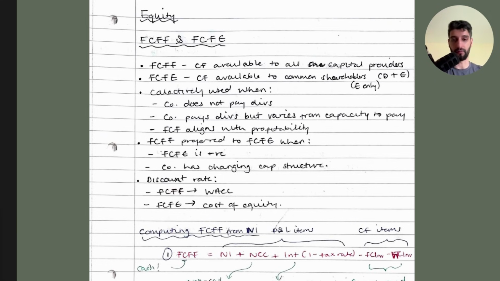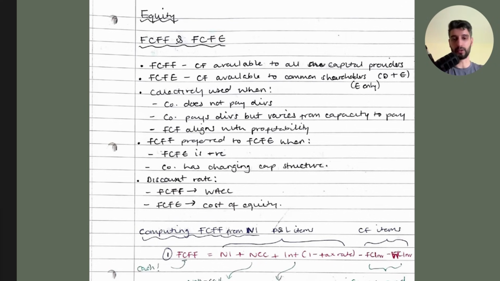So free cash flow to the firm is cash flow available to all capital providers. So you can see here I put D plus E for debt plus equity. And then you have free cash flow to equity, which is cash flow available to common shareholders only. So this is equity only. That's going to be quite an important point. We'll come back to that.